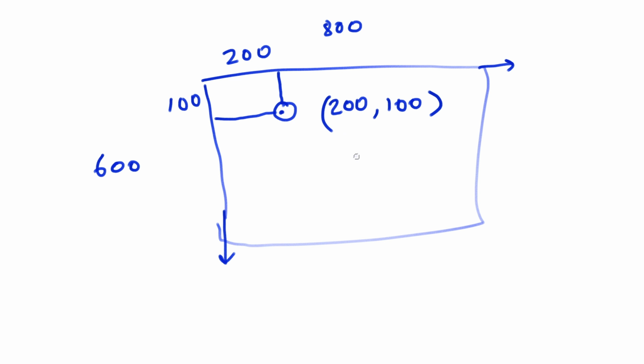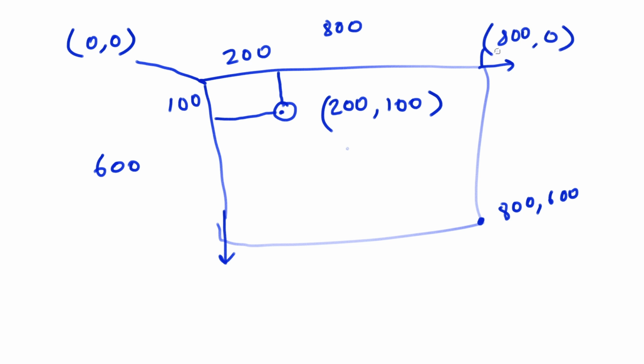Fantastic. Great. So a little question just to test we understand. This point here is at 800 across, 600 down. And the very top left is 0, 0, because it's 0 across and 0 down. And obviously this one, well, it might not be obvious, but this one is 800 across and 0 down.